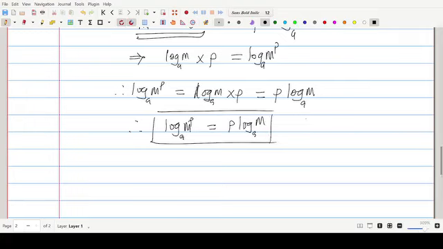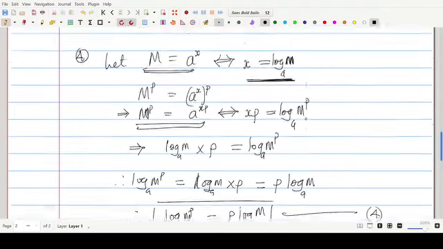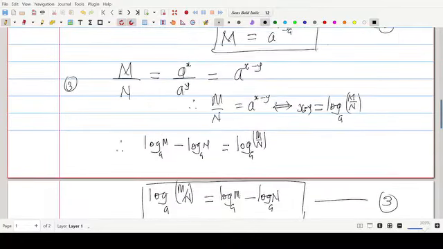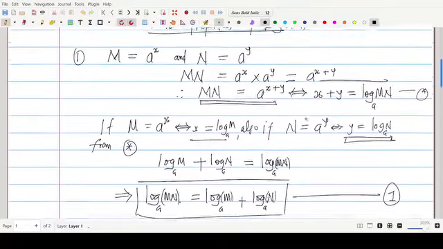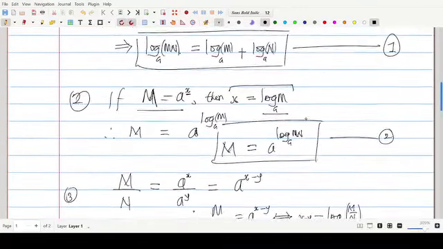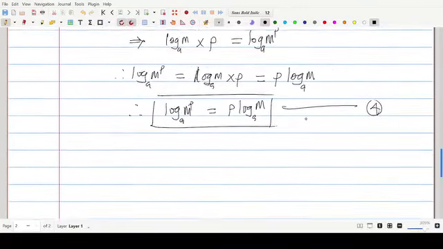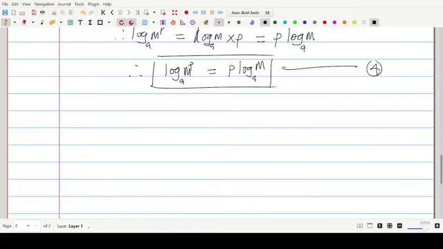All right, very easy. So I call this one 4. This result we are deriving should be taken into memory, because we're going to use them to solve some logarithm problems. All right. So let's go over to deriving other useful results.